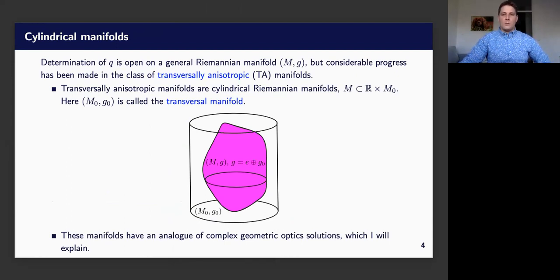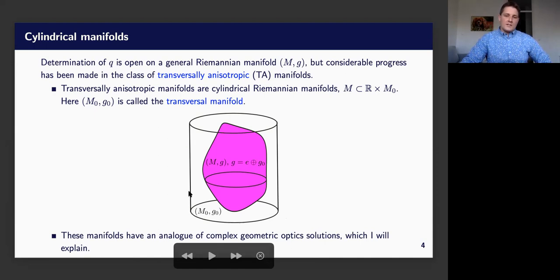Right. So the determination of this potential function q in general Riemann manifolds is open. I would say quite wide open. But there has been some considerable progress in the setting of so-called transversally anisotropic manifolds. I will abbreviate these manifolds by TA. So what are transversally anisotropic manifolds? These are Riemann manifolds which are subsets of a cylinder. They can also be the full cylinder. And here I have a picture of the situation.